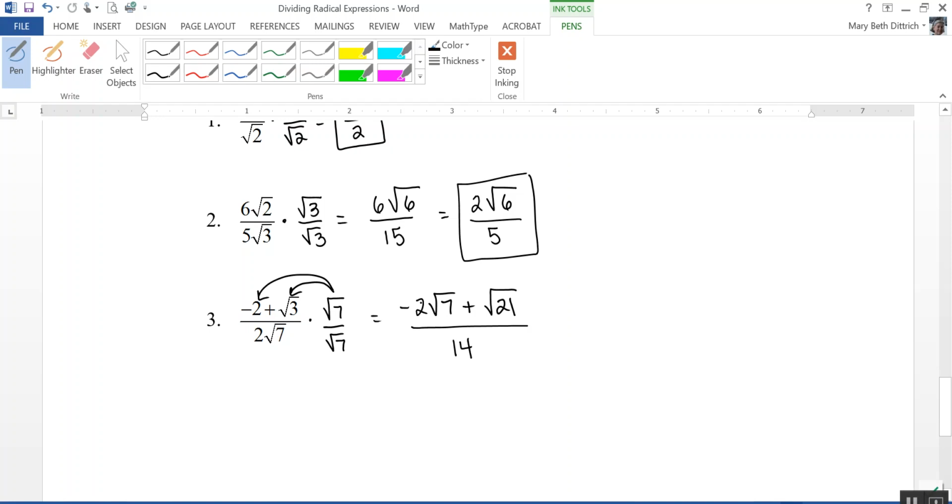Now notice I can't do any canceling here with this negative 2 and this 14 because I'd need to have a number here in front of the square root of 21 as well. So if I had something like a 4 or a 6 here, then I could divide each of those by 2, but I can't do that, so this is my simplified answer. So in this video we took a look at how to divide radical expressions using the quotient property and how to rationalize the denominator.